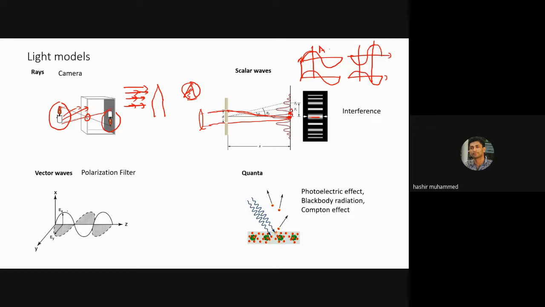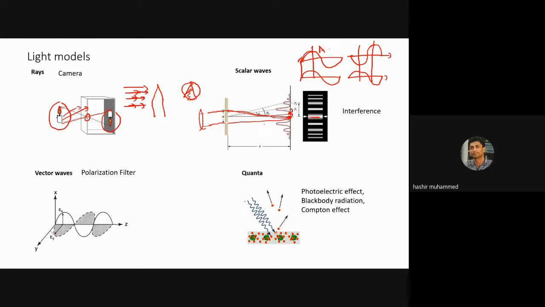Like I explained before, we can consider light as polarized light, and we will discuss more about this later on. Again, vector waves and quanta we will discuss most of the time. We won't discuss scalar waves and ray optics much, but I'm just pointing out these points. And another point is the one we are mostly interested in.